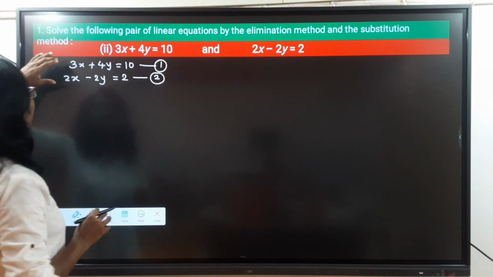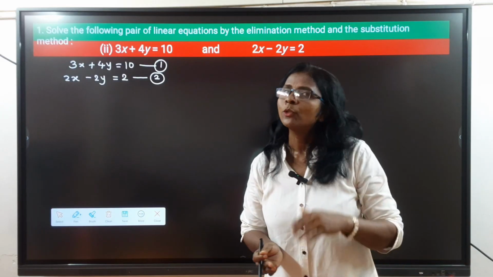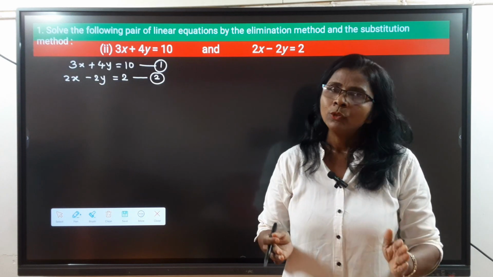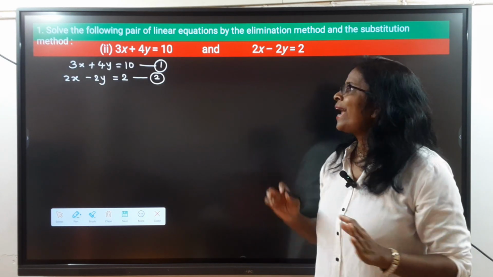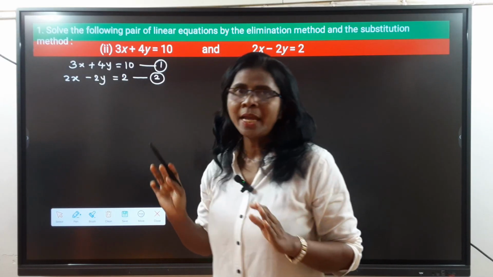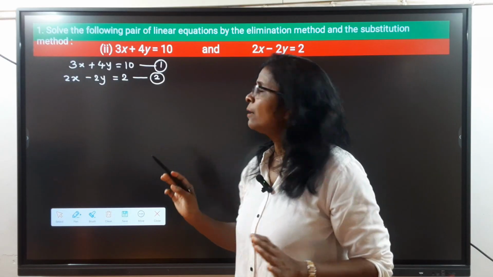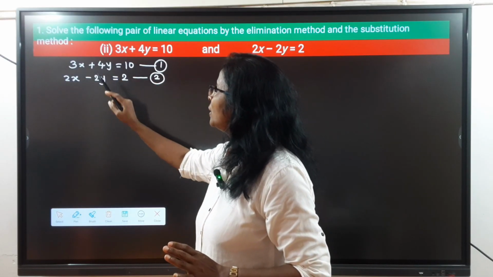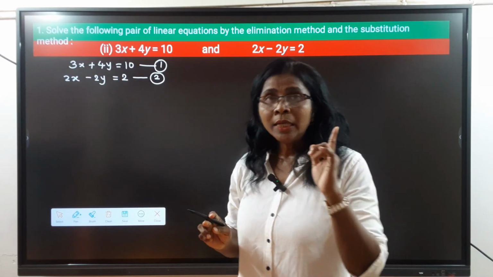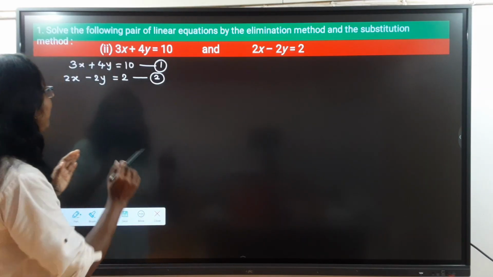So now here students, observe the coefficients of the variables x and y. These coefficients are not equal. So we are going to equate the coefficient of any one variable. So I equate the coefficient of y. I decided to equate the coefficient of y from equation 2. Because here in equation 1, the coefficient of y is 4, and here in equation 2, the coefficient of y is 2.